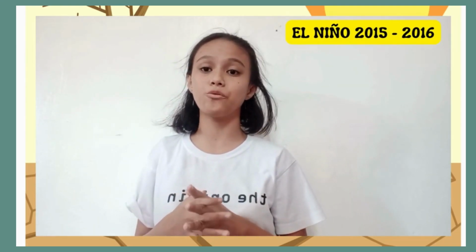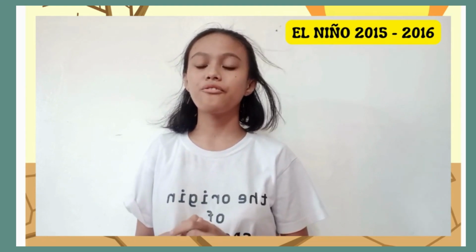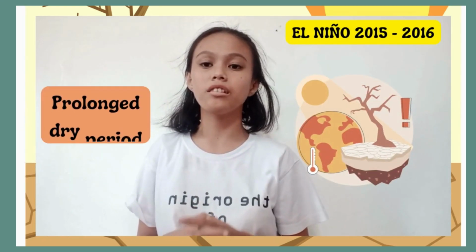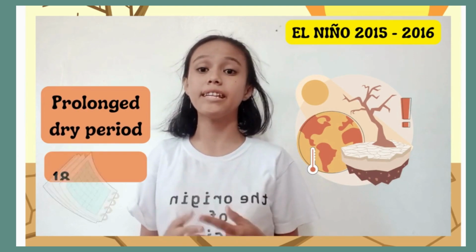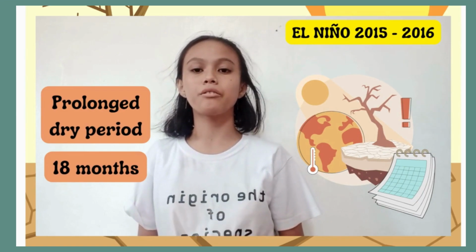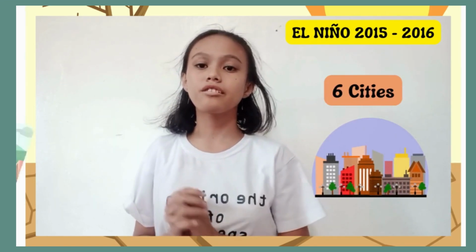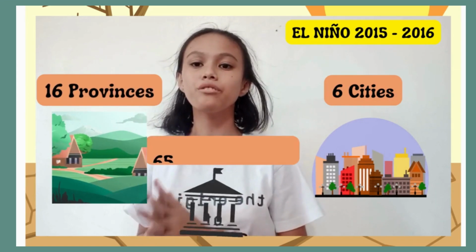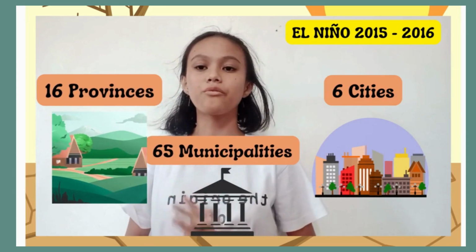The third on our list is the El Nino of 2015-2016. In 2015-2016, the Philippines experienced a prolonged dry El Nino period that lasted for 18 months. This had a significant impact on the country, affecting about a third of the nation. As a result, 6 cities, 16 provinces, and 65 municipalities declared a state of calamity.